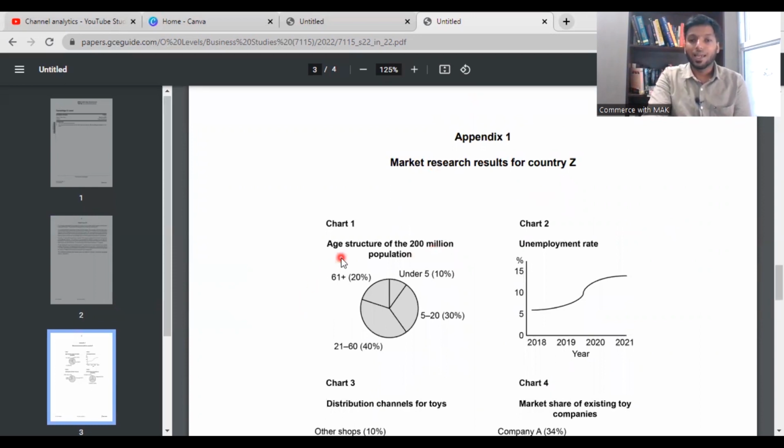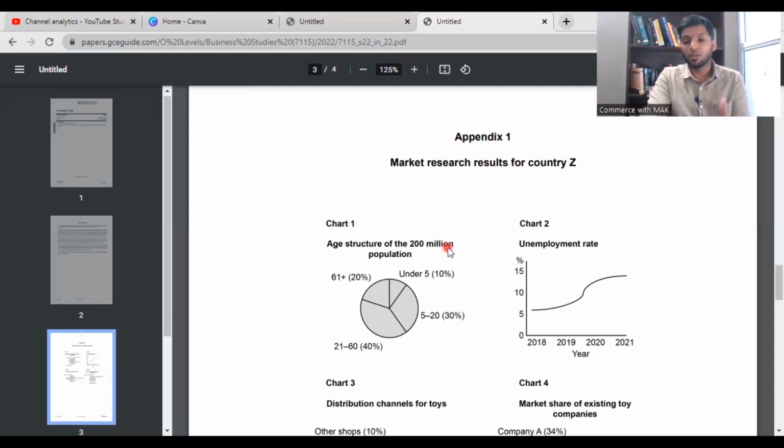Chart 1 shows the age structure of the 200 million population. Remember guys, when you are doing this paper, you should have a lot of patience to read the question and then write your answers. Sometimes I might take 1 hour 30 minutes to do this video, sometimes more, it doesn't matter, but you all need to finish this paper within 1.5 hours, because I'm explaining everything and doing the paper with you. But when you are doing the paper, you don't explain to anyone, you just start writing on your own.